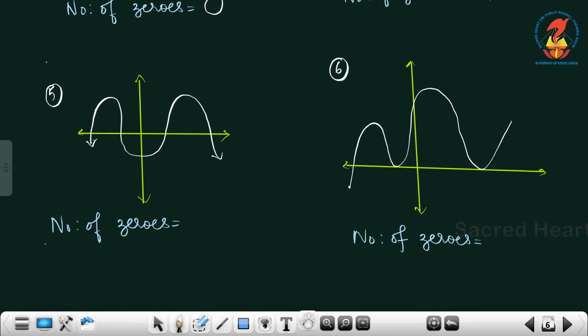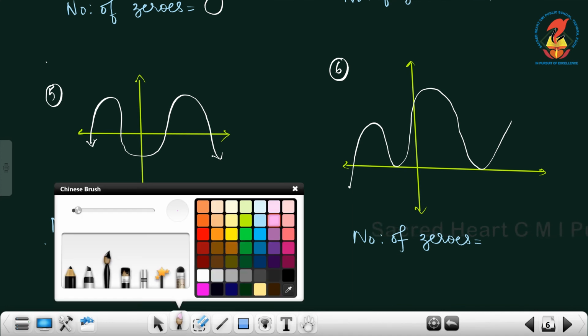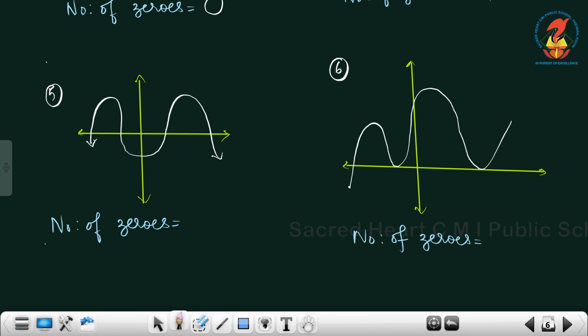Fifth and the sixth question. For the fifth question, a graph is drawn. You have to find the number of zeros. Check, children, how many times the graph is touching the x-axis? 1, 2, 3, 4. So, how many zeros or how many solutions for this polynomial? You will get 4 solutions. And for the sixth one, 1, 2, 3. The number of zeros will be 3.